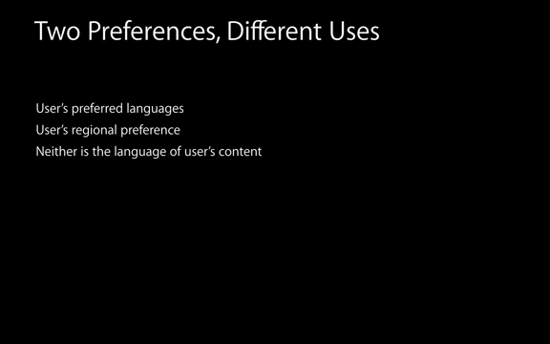What are they used for? Well, the language setting keeps track of which languages the user prefers to use. The regions or locale setting keeps track of which regional conventions they want to follow. It's worth pointing out that neither of these indicates the language that users use in documents. That might be the same language, but it might be something completely different. And we'll talk more about that a little later on.